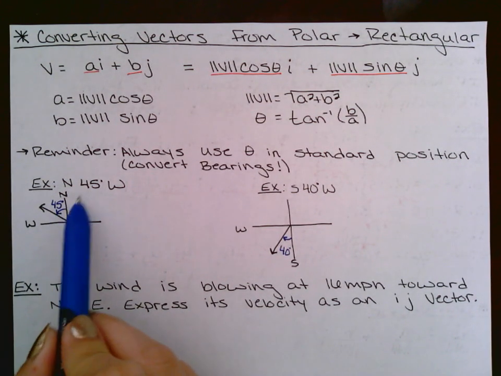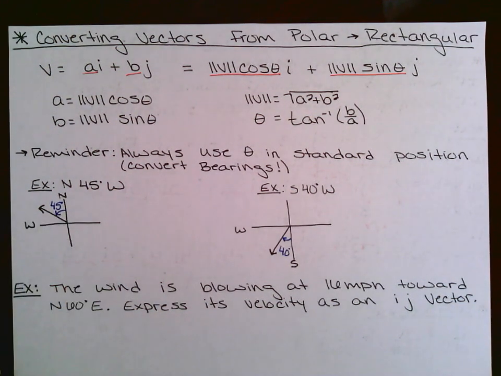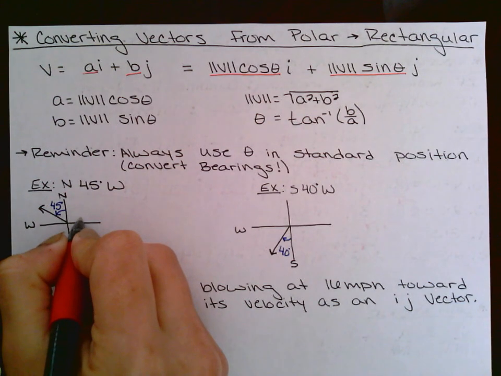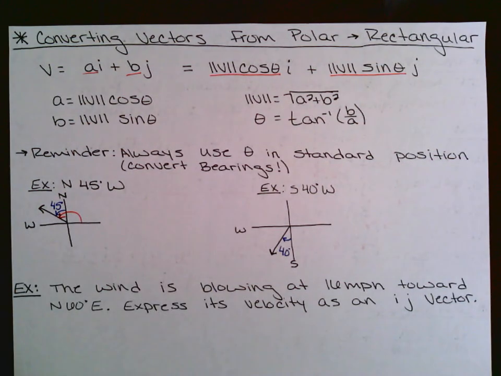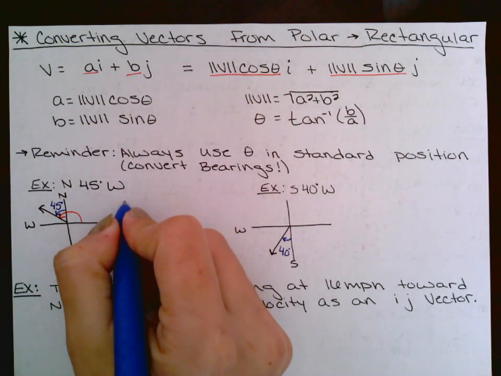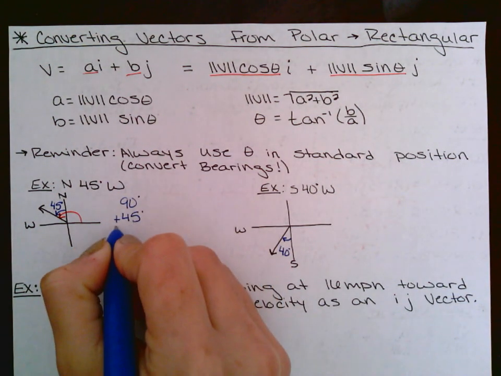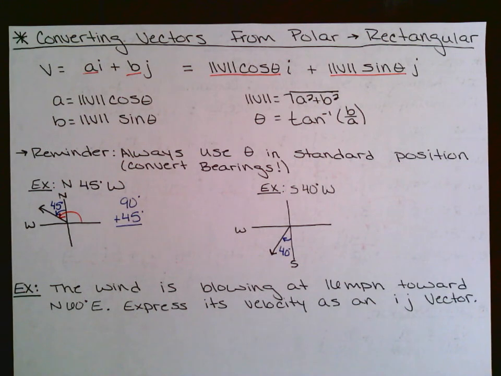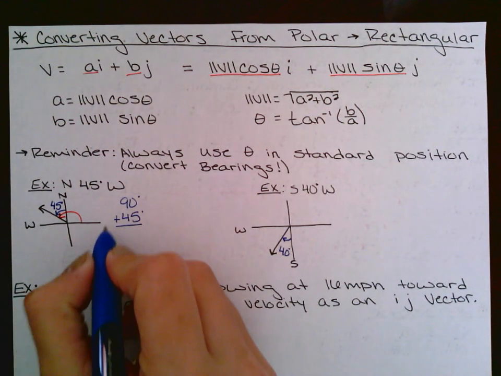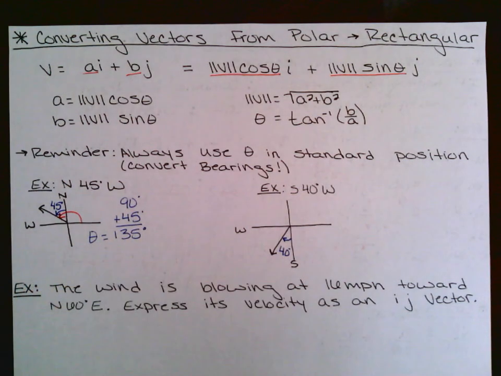If they told me north 45 degrees west, I would need to draw that. So I would go from north 45 degrees towards west, but to have it in standard position, I would need to figure out what this angle was. Now, if I need to add an entire quadrant to it, what I'm really doing is 90 plus the 45 degrees. So we end up with 135 degrees, and that would be the theta that we're going to use for these problems.